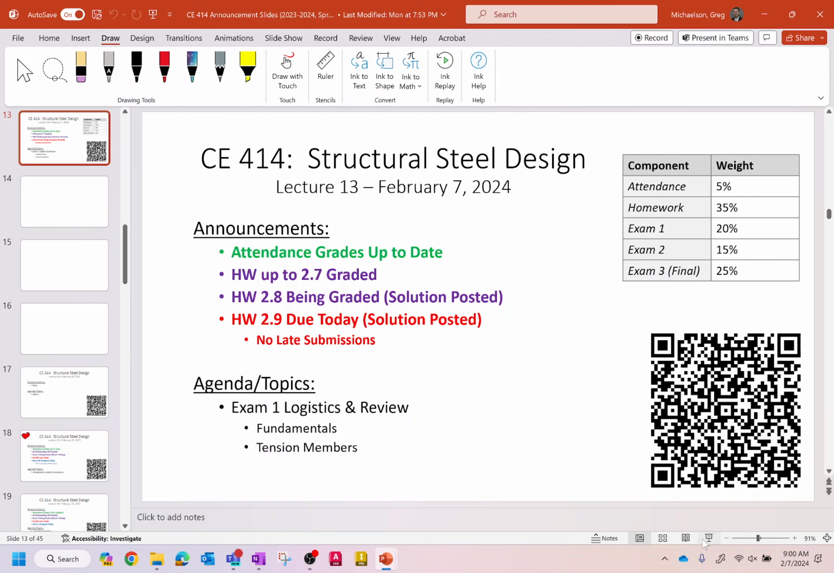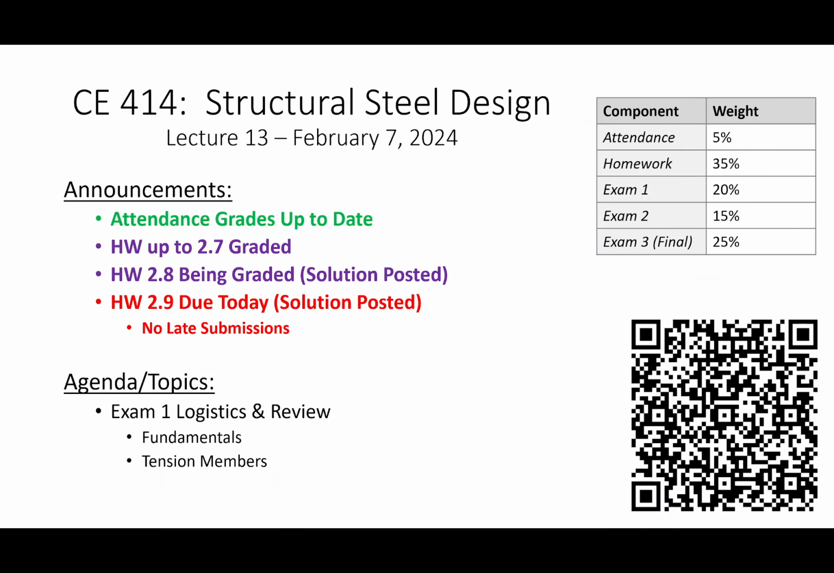Let's get started. It's exam review day. A couple quick housekeeping items. I say here homework up to 2.7 is graded, but I need to check and see if those are posted. The new Blackboard has a nice feature where you can grade them and then post them all at once, and it didn't really work like that on the old Blackboard shell. So I think the homework up to 2.7 is graded, but it might not be posted. I need to check on that.